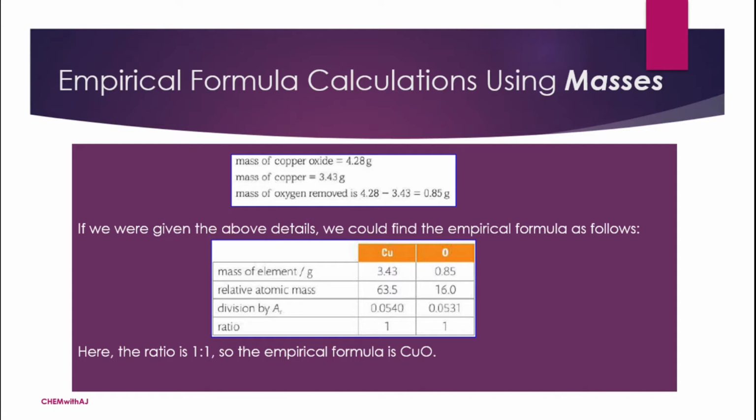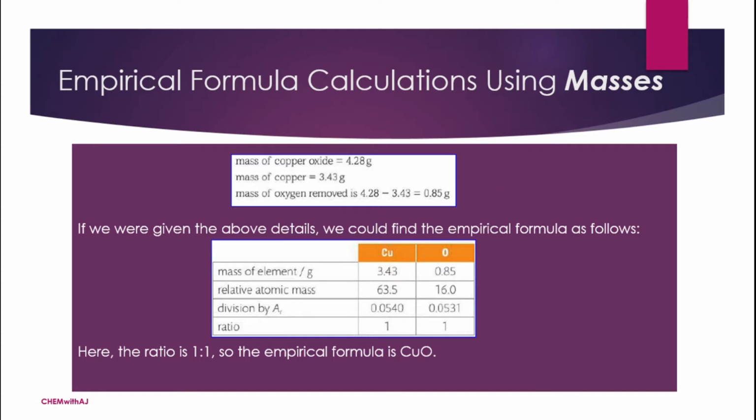In this example, the mass of copper oxide is 4.28 grams. The mass of copper is 3.43 grams. Then we can work out the mass of oxygen removed, which is 4.28 minus the mass of copper. It gives us 0.85 grams of oxygen that has been removed from copper oxide.